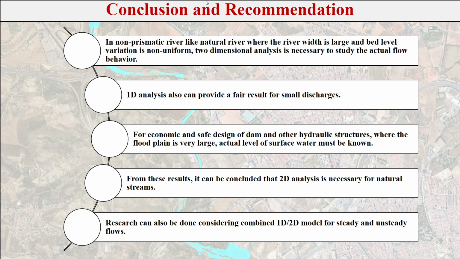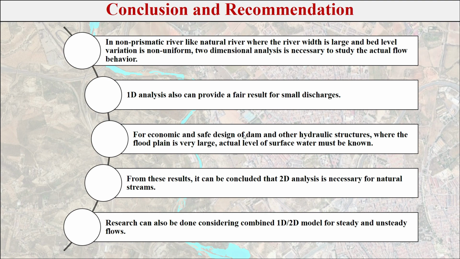Now I arrive at the conclusion and recommendation. In a non-prismatic river like a natural river, where the river width is large and bed level variation is non-uniform, two-dimensional analysis is necessary to study the actual flow behavior. Also, 1D analysis can provide a fair result for small discharge, but we already saw that for high discharge like the 500 years return period flood, the flow velocity and flow depth provided by the one-dimensional model are high, because the one-dimensional analysis is not providing fair results.